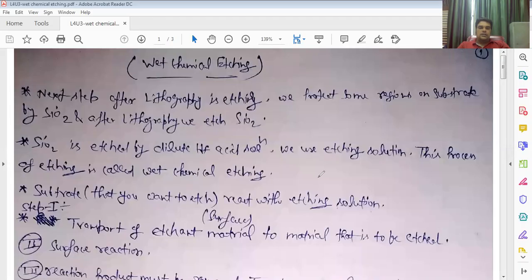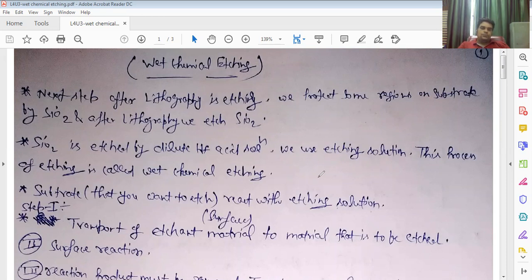Hello students, in the series of lectures in the subject VLSI technology, we are discussing lithography. In the previous lectures, we discussed introduction of lithography, optical lithography, and electron beam lithography.